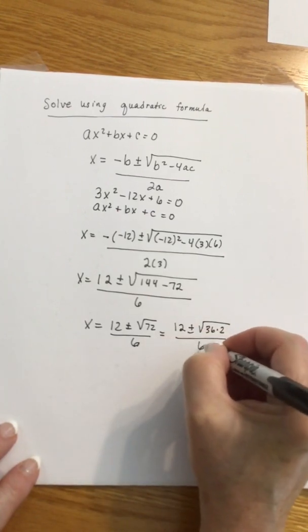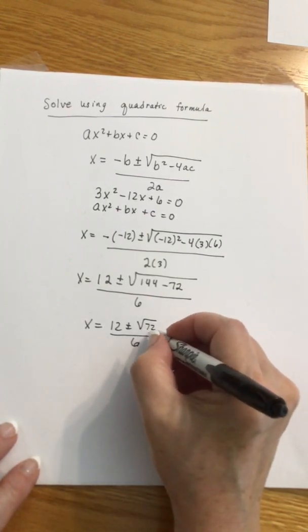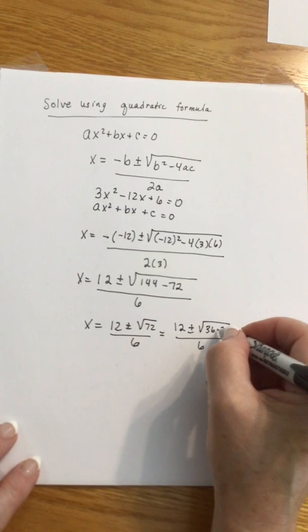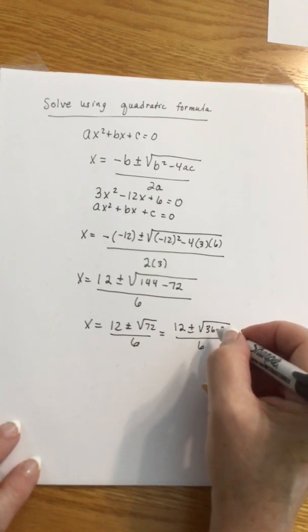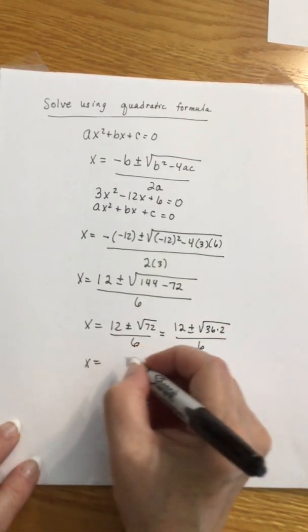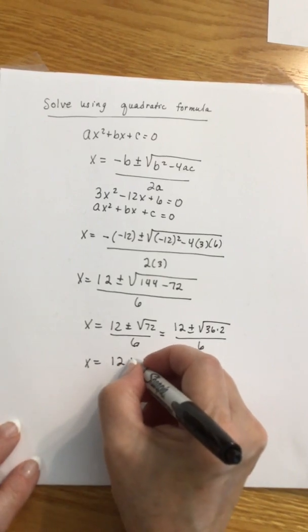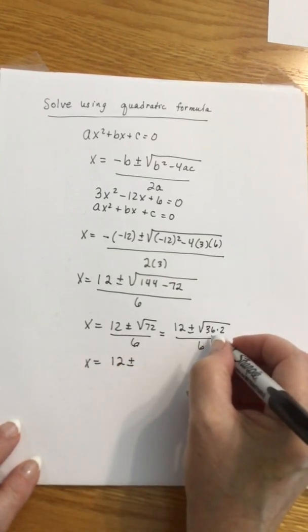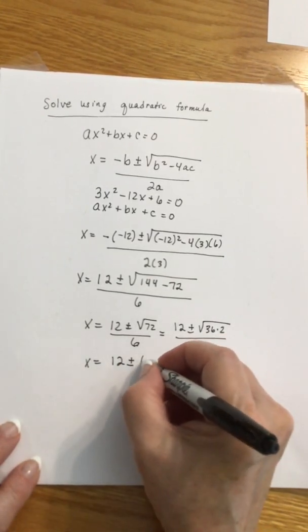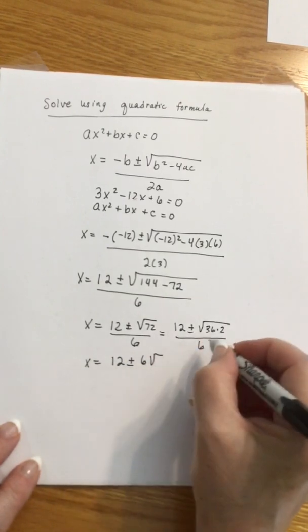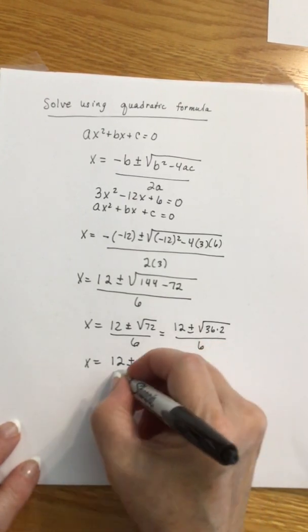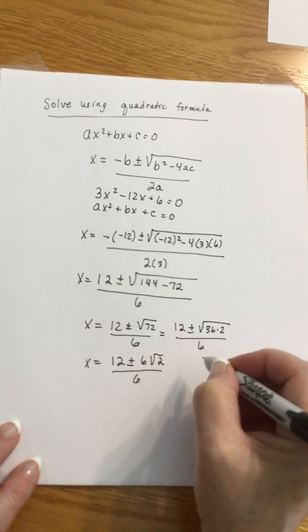So what I was looking for to find the 72 is to break it into two factors where one of them is a perfect square. So now I've got x equals 12 plus and minus. The square root of 36 is going to come out as 6, and then the square root of 2 is going to stay inside, all over 6.